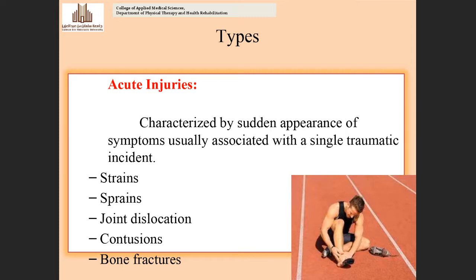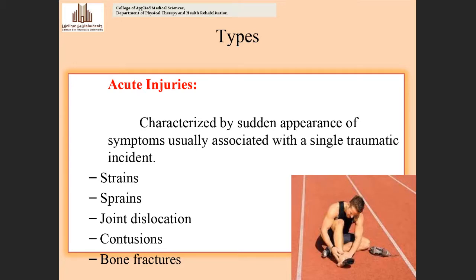Acute injury means the sudden occurrence, right? The sudden appearance. So there is no long-term history behind the injury, right? So the sudden appearance or sudden occurrence of this injury is known as acute injuries.